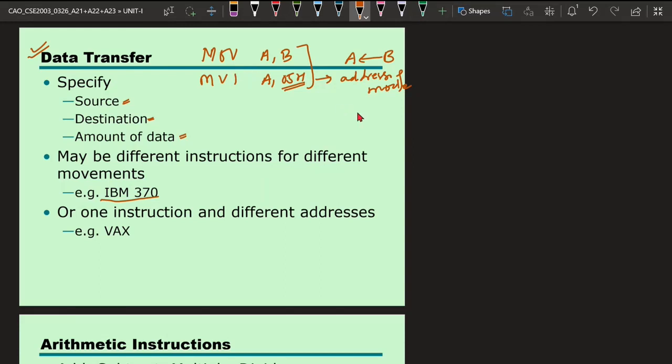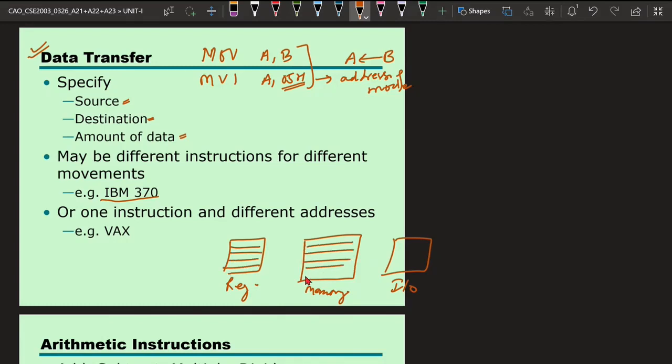How this data transfer takes place: we know the architecture of the CPU, so there will be a memory, some input output devices, and some registers. In registers, there will be different types of registers. In memory, different locations will be there. Input output devices will either take data from the CPU or send data to it.